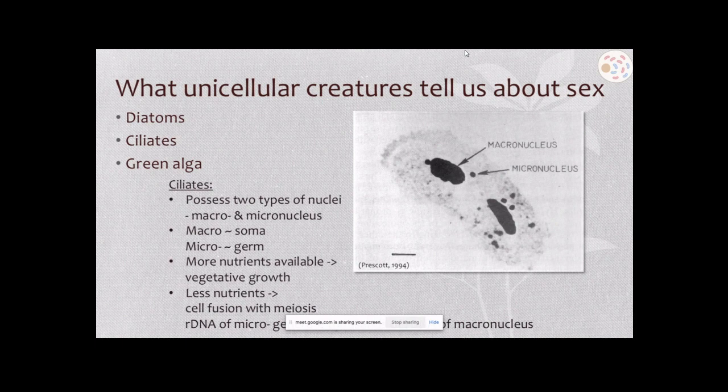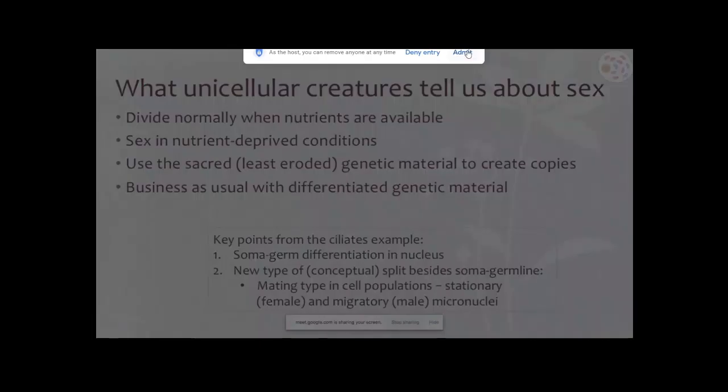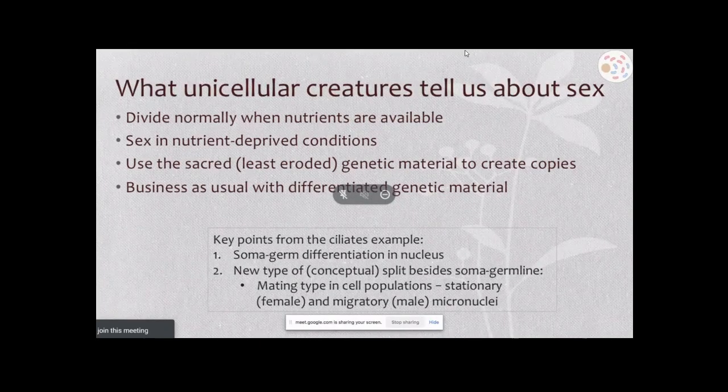They all follow the pathway of sex at the time when there is less nitrogen availability, less nutrients in general available. So the idea of how sex came about initially and evolved over time is we have normal cell division when nutrients are available. When there are nutrient deprived conditions, the creatures go for sex, basically.